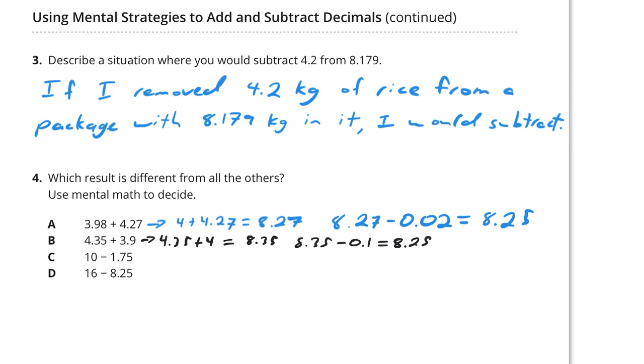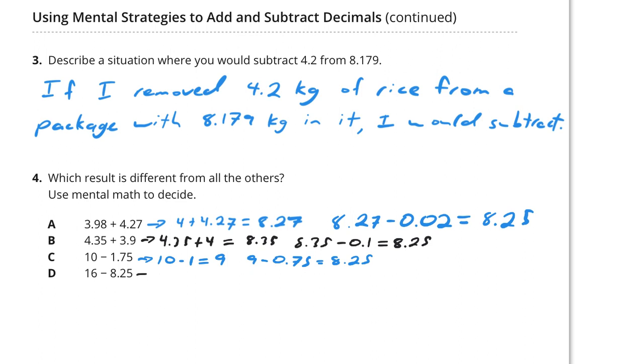All right, how are we going to approach letter C? 10 minus 1.75. Well, I think we'll do this in parts. First, I'll take away the 1, and then I'll take away the 0.75. So let's say I go 10, take away 1. We'll just separate it into parts, is 9. And then I'm going to go 9 minus 0.75, and that will be 8.25. Oh, and it's the same thing again.